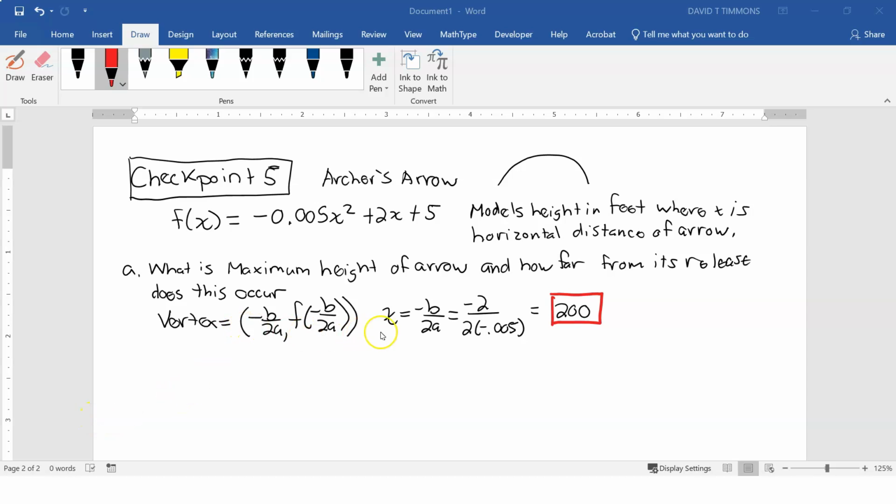So the first step in finding the vertex, let's find the x value where the maximum will occur. That'll be at minus b over 2a. Right? B is 2, a is minus 0.005, and we'll use that formula, evaluate carefully, and we'll get 200, in this case 200 feet.